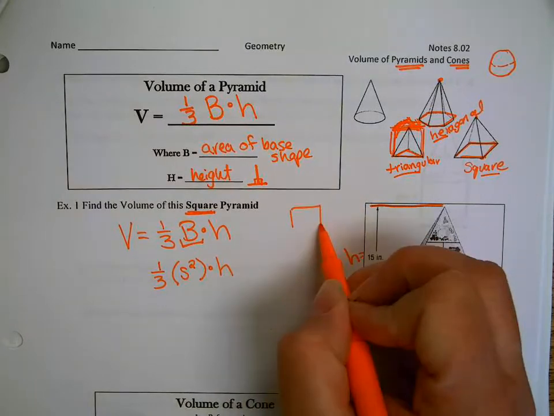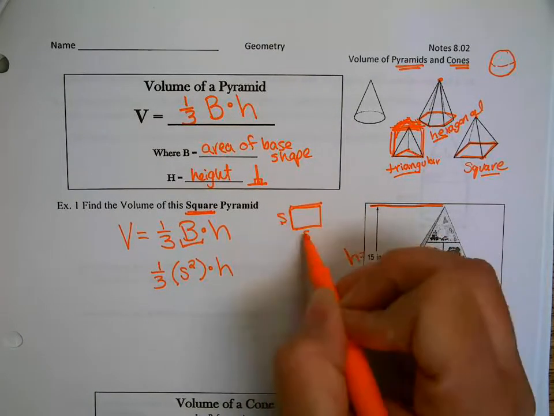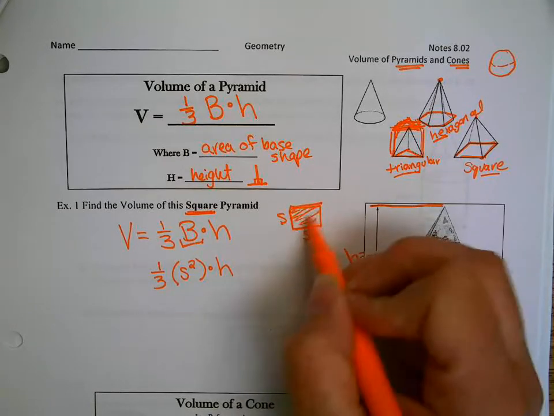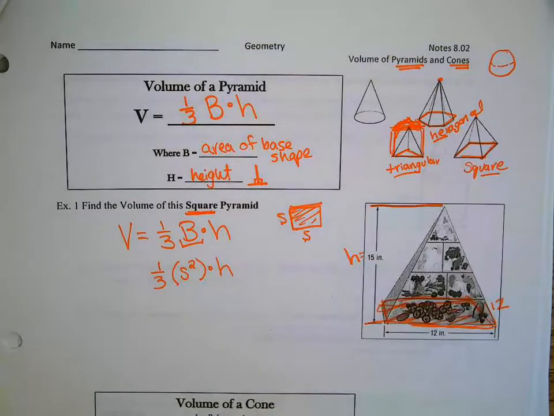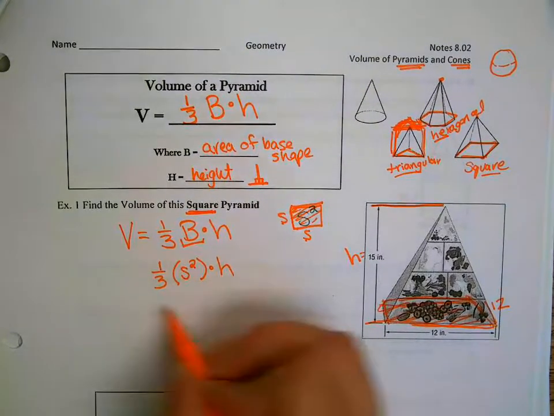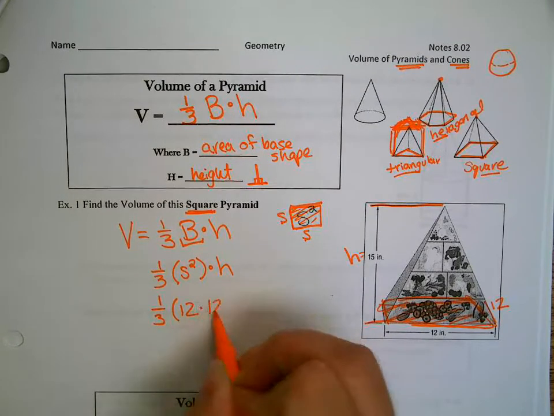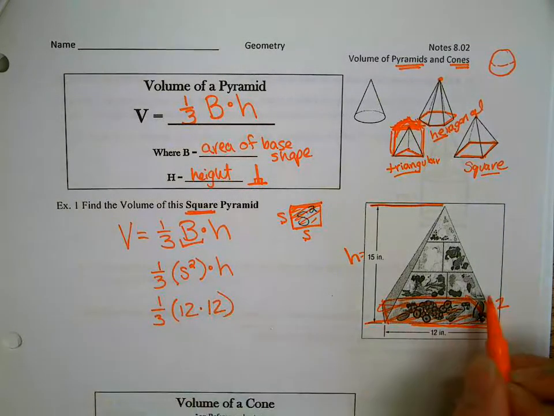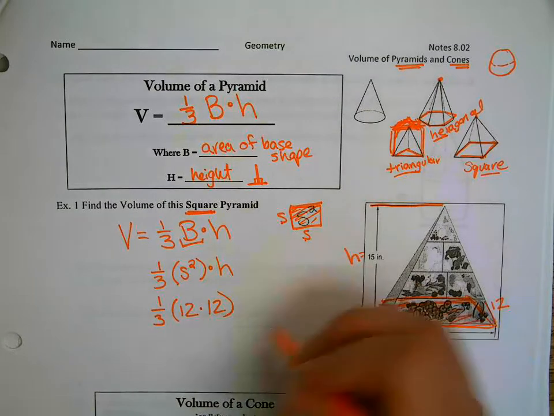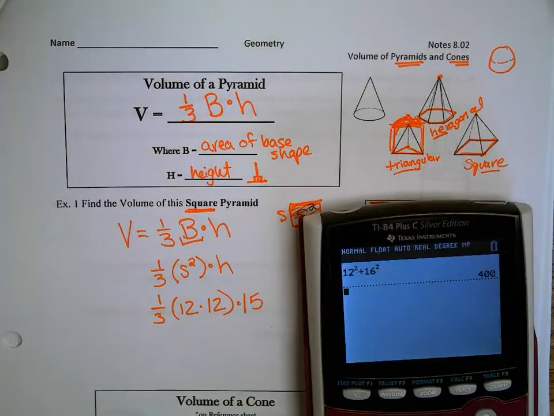So again, if you think about a square with all 4 equal sides, a side times a side to find its area would be side squared. So subbing this in, a third times 12 times 12 gives me the area of this square on the bottom, times 15. Just going to type that in.